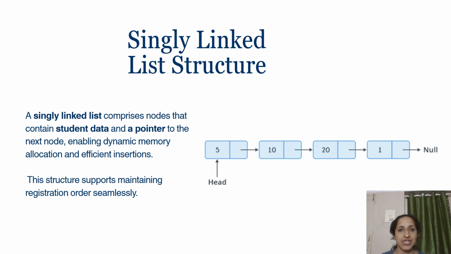Let's look at the structure. A singly linked list is made of nodes. Each node contains two things, the student's data and a pointer that directs us to the next node in the sequence. This design allows for dynamic memory allocation, meaning the list grows as we add students and makes insertions very efficient. It's a perfect fit for maintaining a seamless registration order.